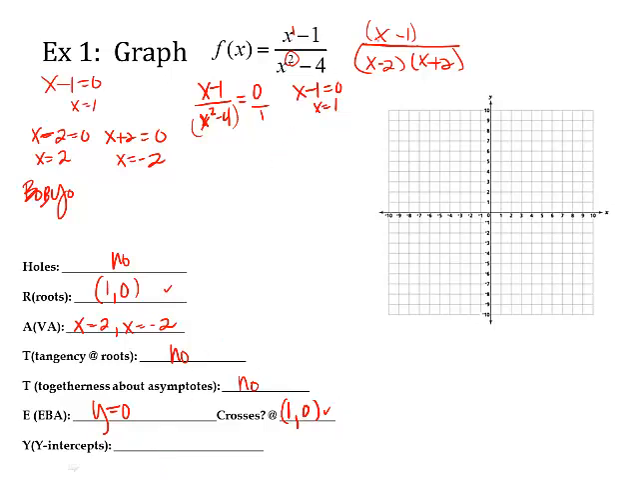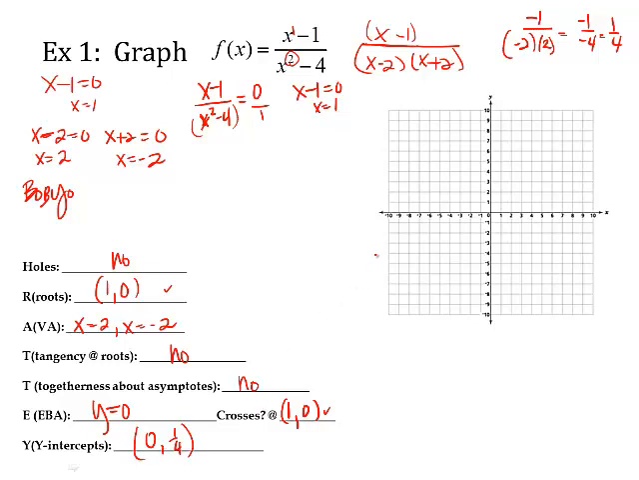Y-intercept, remember you take every x value in the equation and put in a 0. So I have negative 1 on top. 0 minus 2 is a negative 2, times 0 plus 2, which is a positive 2. So I have negative 1 over negative 4, which is positive 1/4. So my y-intercept is at (0, 1/4).